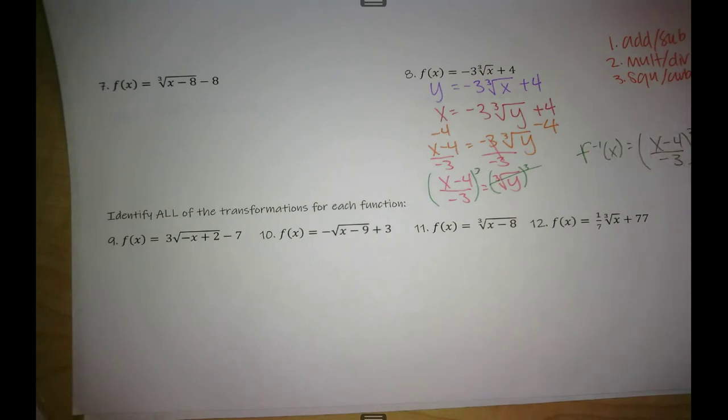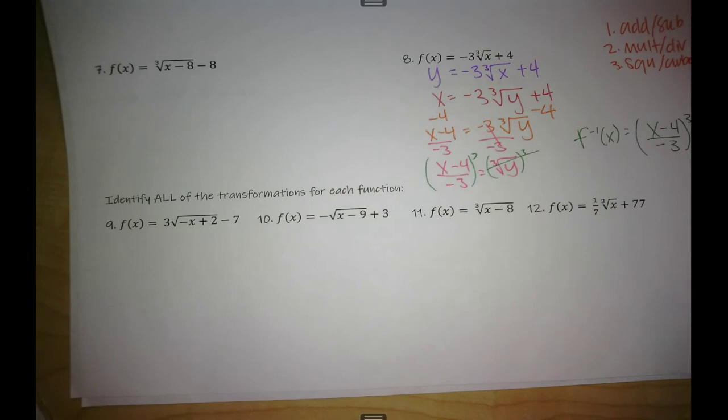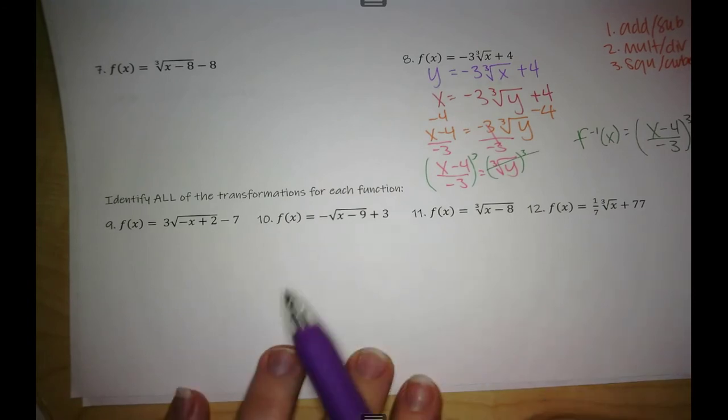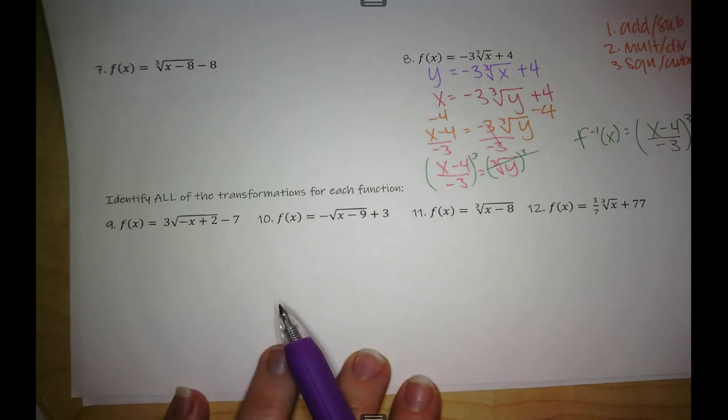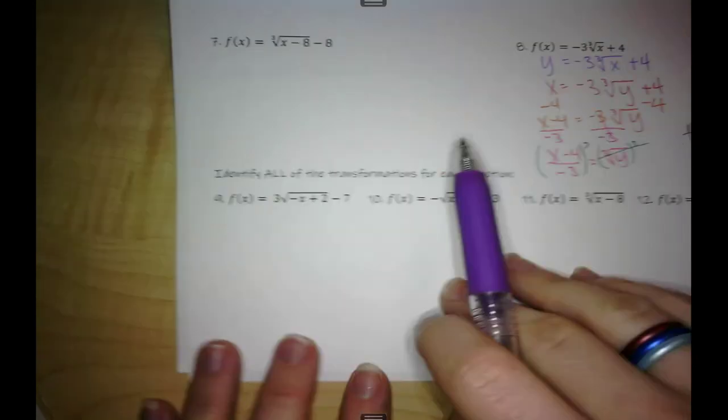So you can just pull out one of the notes, because they're the same no matter if you're talking about square root or cube root. So we need to name all of them. Let's go ahead and look at number 9.